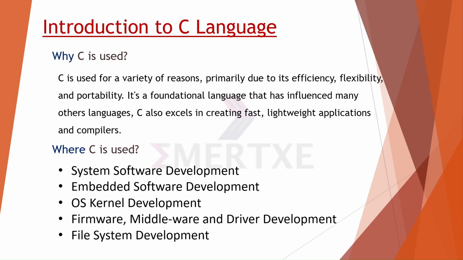So why is C used? C is used for a variety of reasons, primarily due to its efficiency, flexibility, and portability. It's a foundational language that has influenced many other languages. C also excels in creating fast, lightweight applications and compilers. C is used in different areas of software development, like system software development, embedded software development, operating system and kernel development, firmware, middleware and driver development, and file system development.